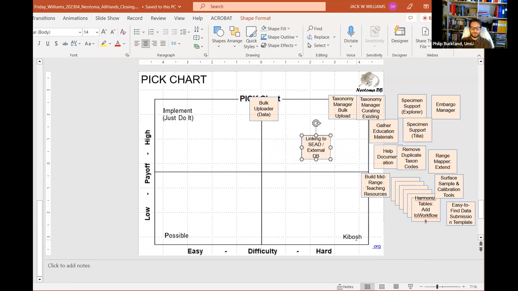Yeah, I'm always optimistic on these things. But that said, this gets to the democratizing piece. The bulk uploader really requires administrative privileges on the Neotoma stack, because you need to be able to access the database and make modifications on it. Linking to Seed really only needs you to modify the API in general. And so that is potentially something that doesn't have to happen with one of the key people, like Socorro or Jonathan, or Steve.